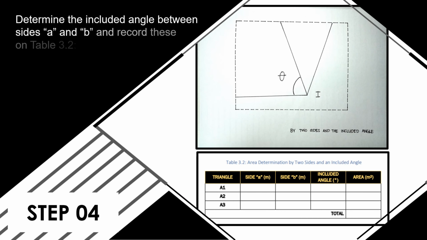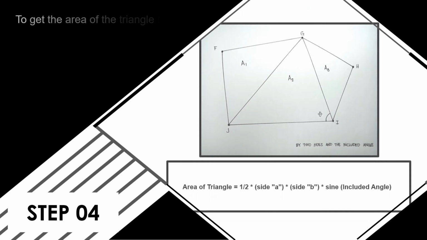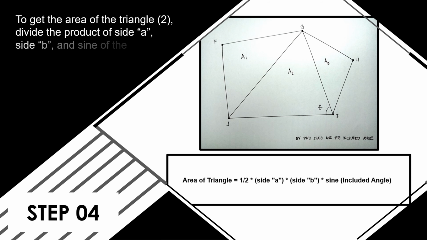Step 4. Determine the included angle between sides A and B and record these on Table 3.2, area determination by 2 sides and an included angle. To get the area of the triangle, multiply 1/2 by the product of side A, side B, and the sine of the included angle.